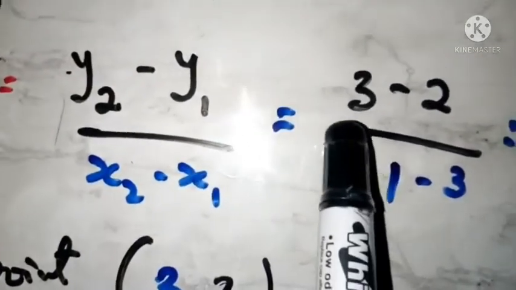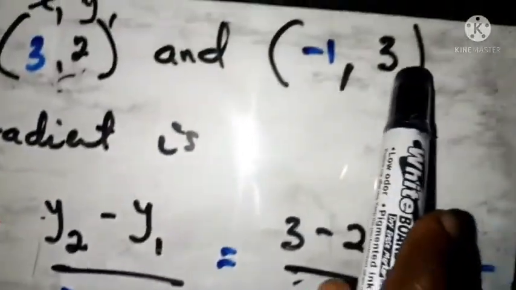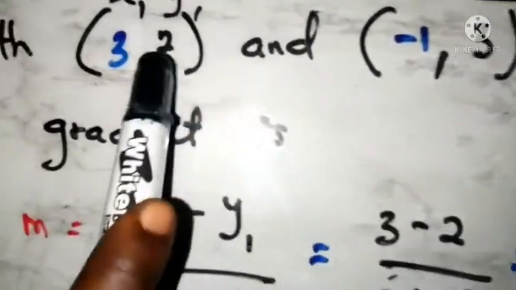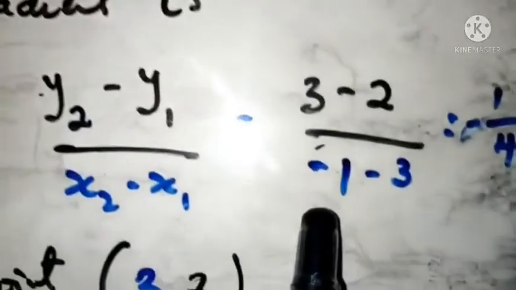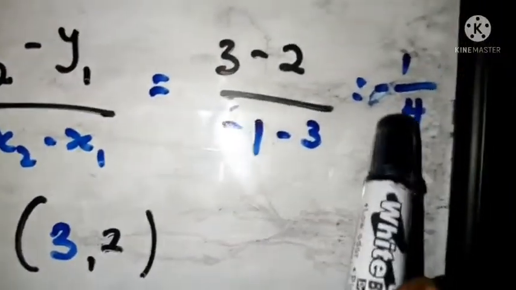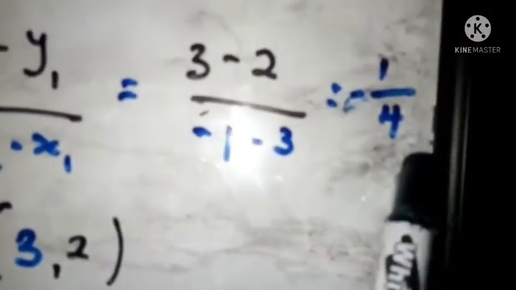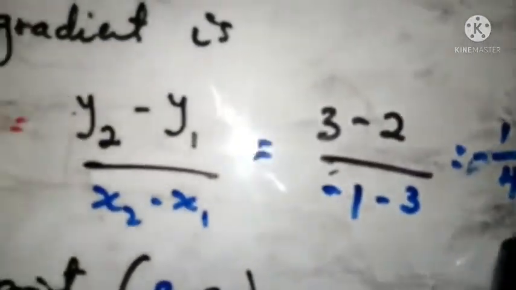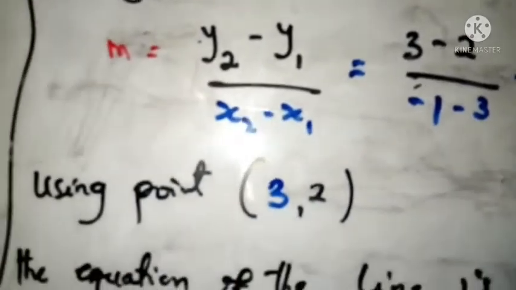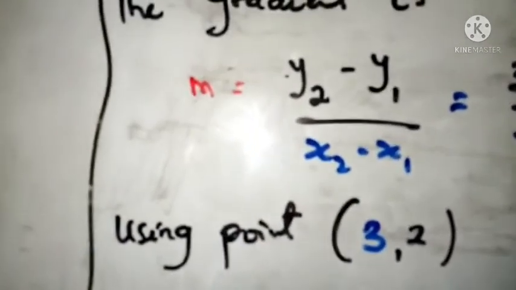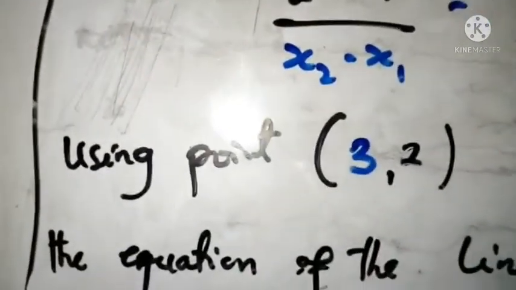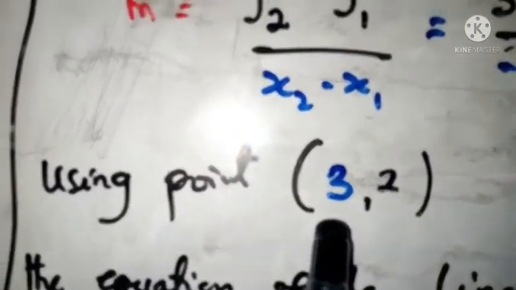Once it has been replaced, you have what? Your y2, which is 3 here, right? Minus y1, which is 2 here. Okay, all over minus 1 minus 3. So that should be negative 1/4. So this negative 1/4 is the gradient. Okay, now that we have the gradient, we can easily move on and find out the equation of the line with one of the points here. So here I'm going to use the first point, that's 3,2.